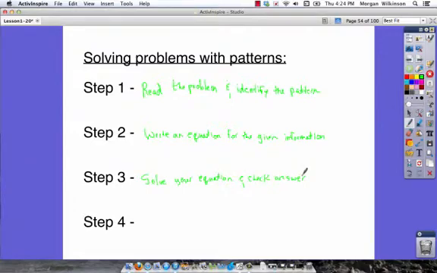Step 4. Step 4 of our process is to review the question and write your final answer. So review and record answer is how we're going to put that. Now using this 4-step process can be very helpful to solve any problem with patterns. Please pause this page if you need to take a look at it and write it down.